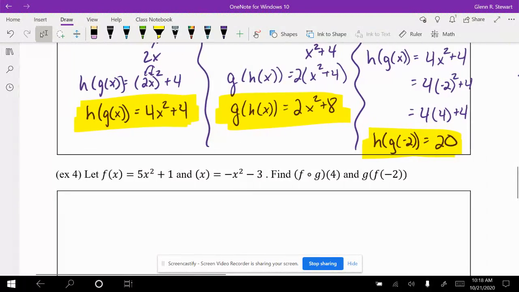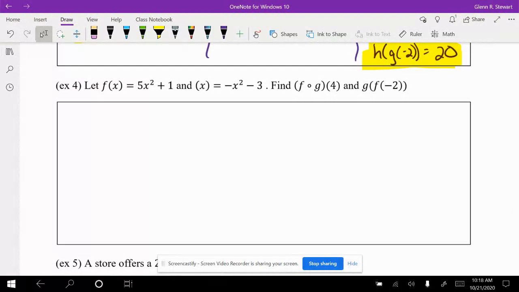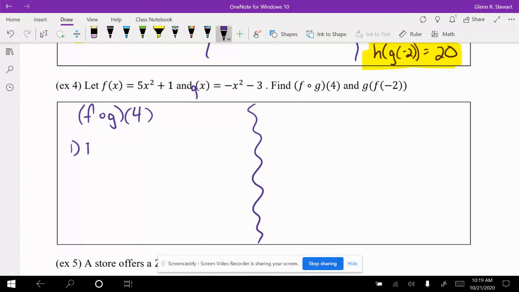Okay, example number 4. Here we're finding f of g of 4 and g of f of negative 2. Since you don't have to find f of g of x or g of f of x, this is the time where I would say, let's use that second option. So if I was finding f of g of 4, my first step would be to find g of 4.